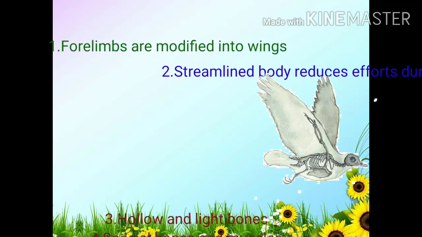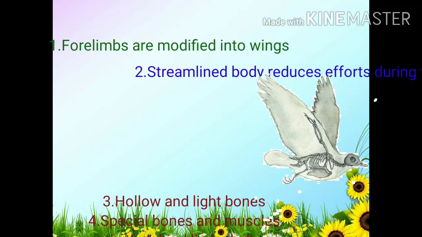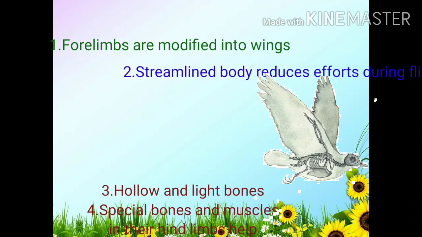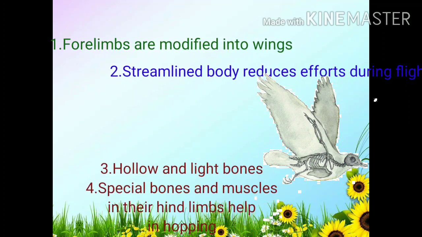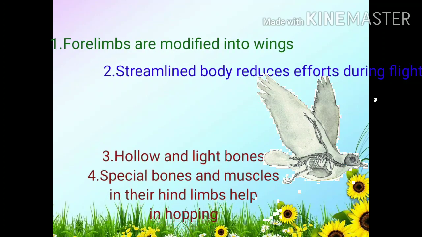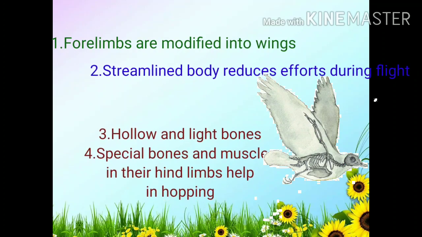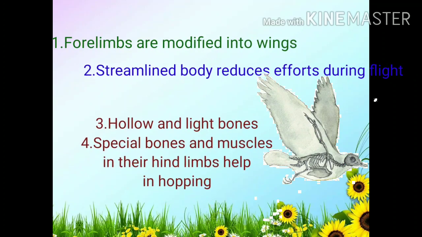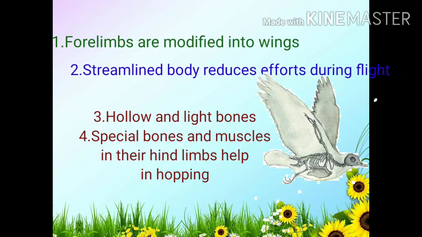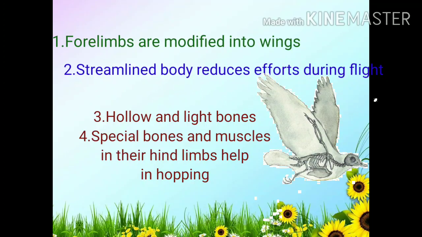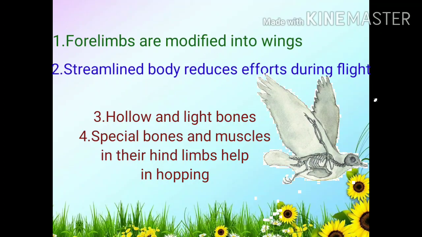Bones of the birds are hollow and light. So this makes their body weight very less and helps in flight. Next point is that they have special bones and muscles in their hind limbs for hopping and perching. Hind limbs means the legs that are at the back side. So some bones and muscles are there which help them to move from one place to another.